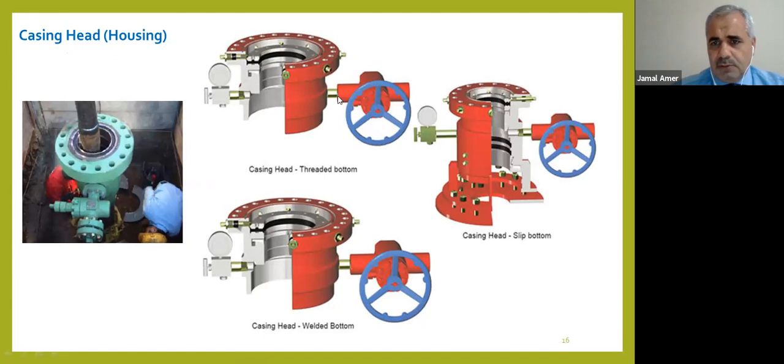Just different photos of casing head housing. Casing head housing, I said, is the first part of the wellhead that will be welded or installed on the surface casing, the first casing. Either we have a threaded bottom, a welded bottom, or a slip bottom. Sometimes we combine threaded, then apply a welding operation. As we see here, they do welding of the first part, the casing head housing, as we call it.